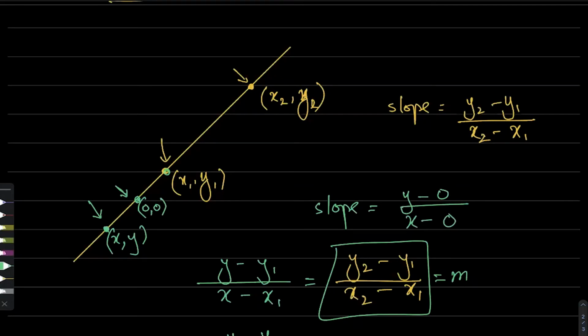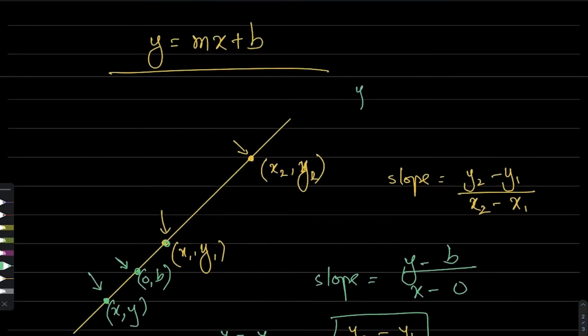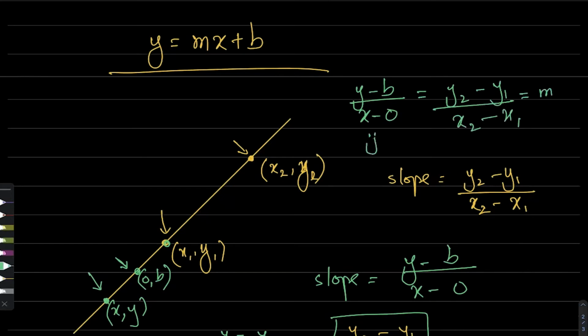Or if I say, no, I don't know what 0 is, let me just say I have b here. B is my starting value or c is my starting value. Then the equation would simply become y minus b over x minus 0. Okay. And because they're the same line, I can put these equal to each other. So y minus b over x minus 0 is equal to y2 minus y1 over x2 minus x1, which is my m. So my equation becomes, sorry, if you get lost in this, do let me know, which translates to y minus b is equal to mx, which is y is equal to mx plus b.